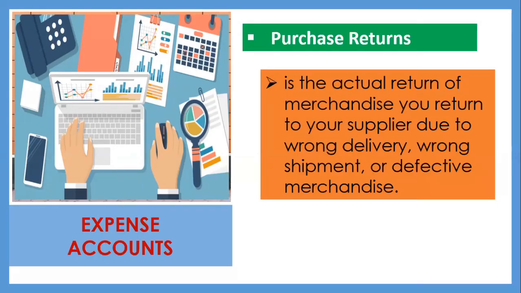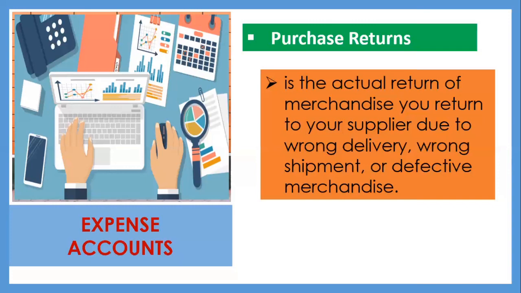Next we have purchase returns. If we say purchase returns, this is the actual return of merchandise you return to your supplier due to wrong delivery, wrong shipment, or defective merchandise. Now, earlier we discussed sales returns under revenue accounts, and sales returns are from the perspective of the customer. On the other hand, purchase returns are from the perspective of the company.